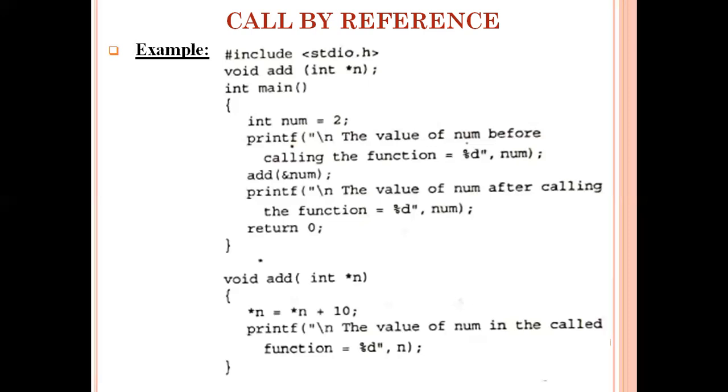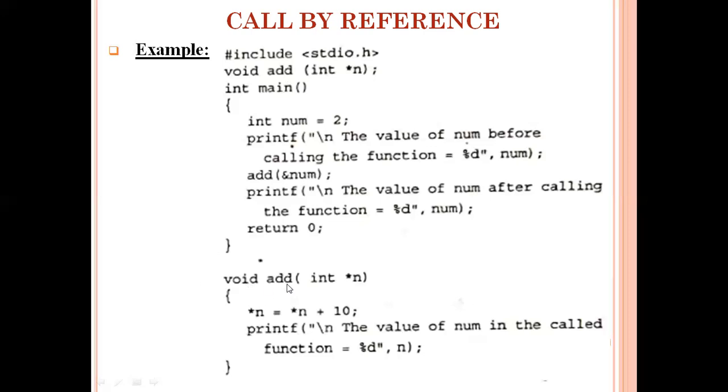So this is the function declaration and definition. Now come to the calling function, that is the main function, because this function is going to call the add function. This is the definition of the calling function, and this is the definition of the called function, that is, the void add function.